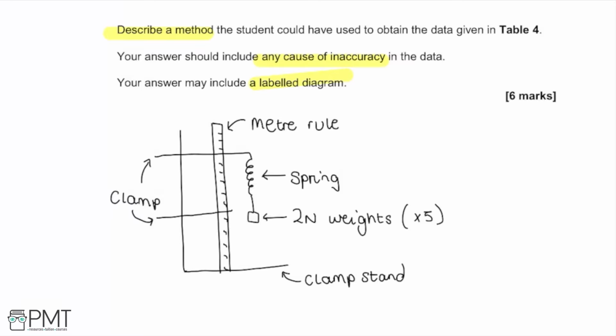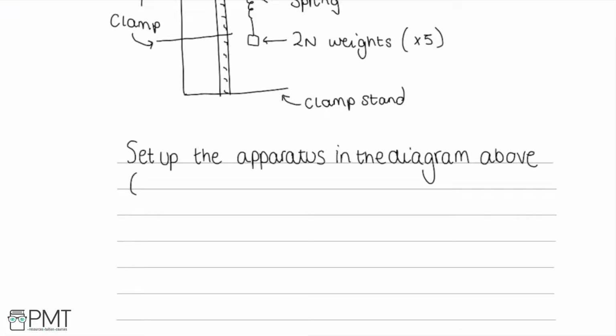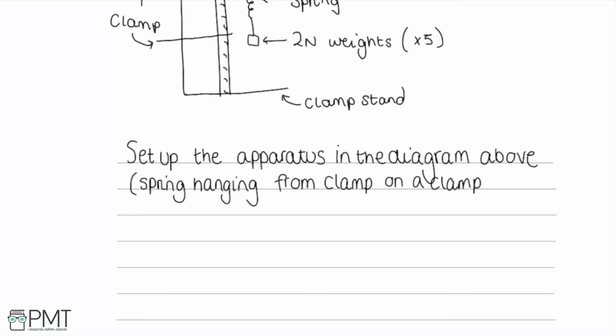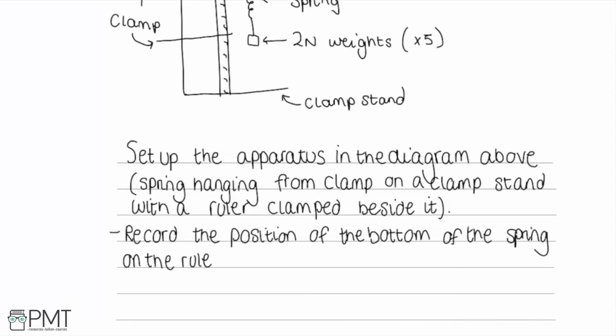So once I've got this diagram all set up, I can explain how I'm going to use this to go about completing the experiment with a clearer method. Once setting up the apparatus in the diagram, I can record the metre ruler reading that's level with the bottom of the spring. So this is basically the equilibrium length and where we're going to take our measures of extension from.